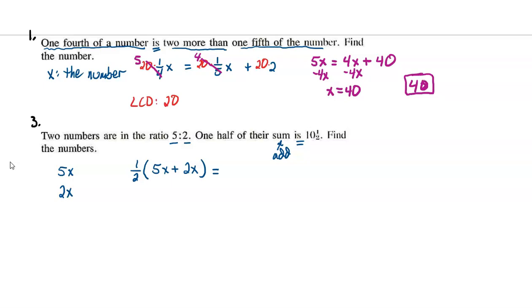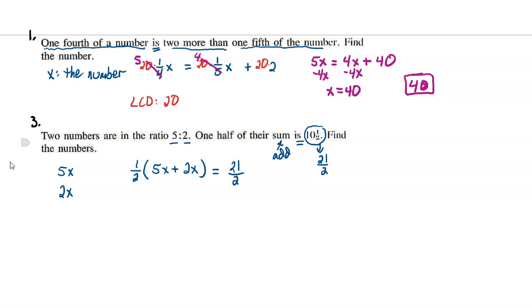10.5 is a mixed number. Now I can write it as a mixed number, or I could write the decimal 10.5, or I could write it as a fraction. I'm going to choose to write it as a fraction. 2 times 10 is 20. 20 plus 1 is 21 halves. Okay, so this 10.5 is the same thing as 21 halves.